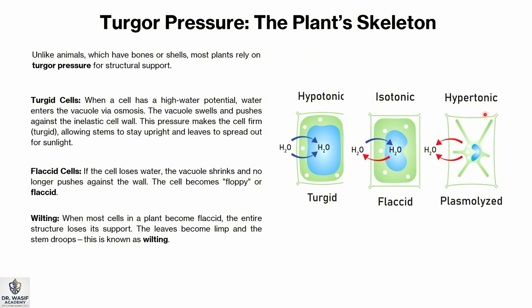In your book and even in your exam, you can also find the terms hypotonic, isotonic, and hypertonic. Hypotonic, that is a turgid cell, isotonic is a flaccid cell, and hypertonic, that is plasmolyzed, or the wilting situation.